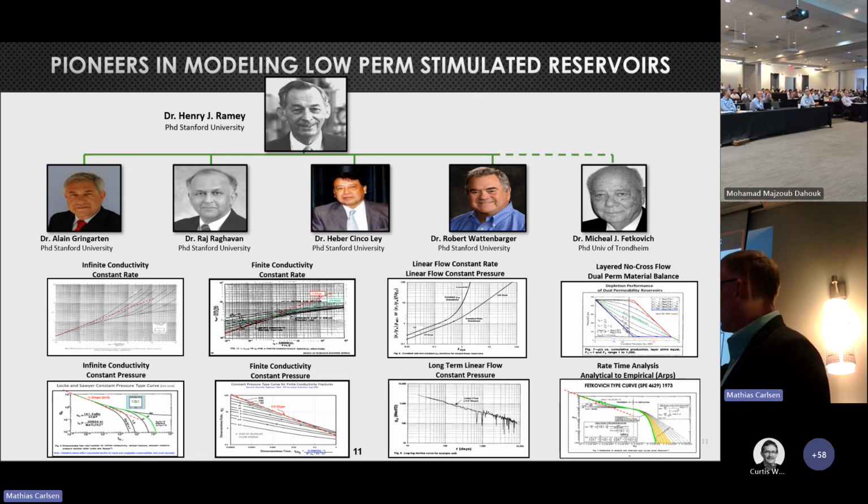So Greengarten and Raghavan developed the infinite conductivity type curve. And all this work is done for fractured wells. So for vertical wells that weren't fractured, all that work was actually done back in the 30s using a line source solution for constant rate, and then for constant pressure it was more Schilthuis, and in fact that type curve that those guys built in like 1933 or 1935 is the type curve that Mike used to develop the analytical solution to his famous Fetkovich type curve, which is, anyway, this type curve here.